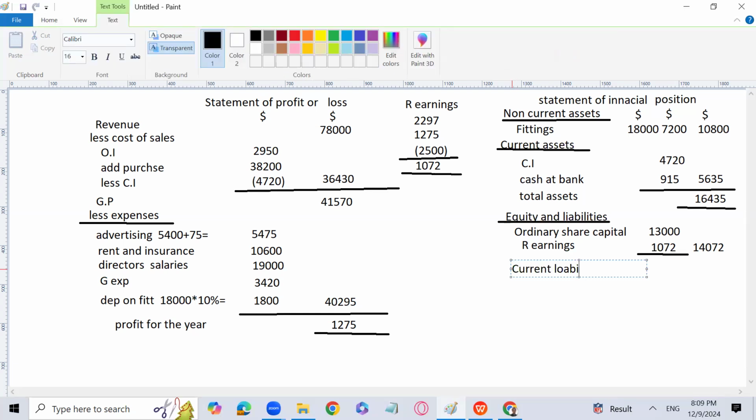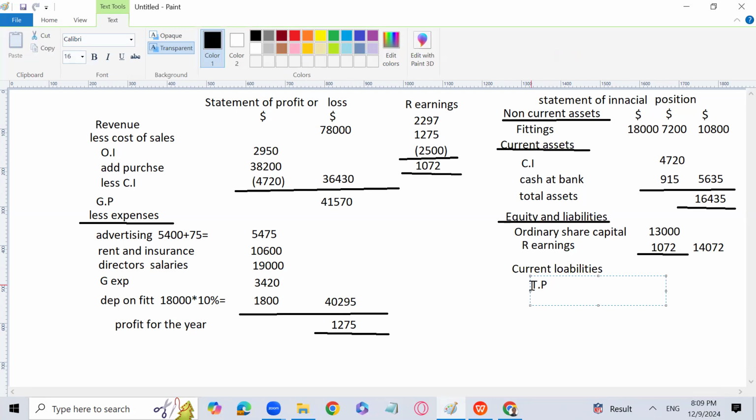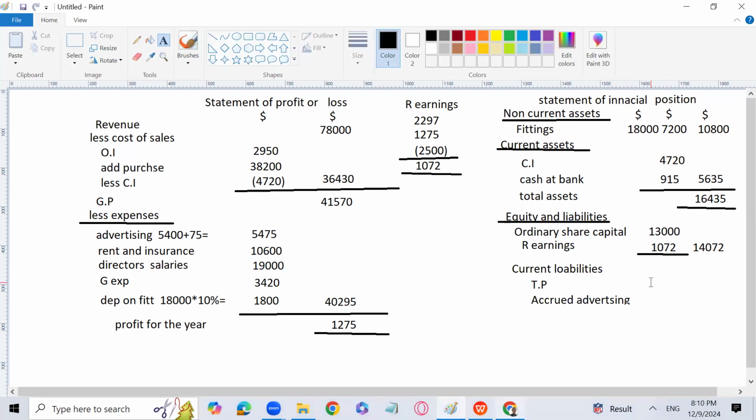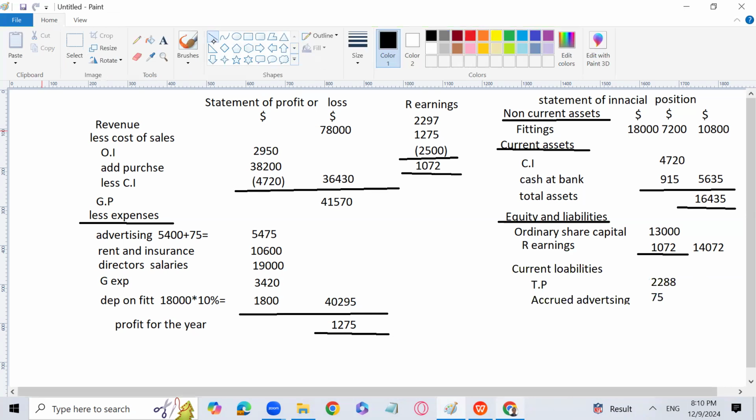Let me write over here current liabilities. That is going to be trade payable and accrued or outstanding, one and the same thing, advertising. Okay. So trade payables are 2288 and advertising is 75. So 2288 and 75. What is going to be the total? If you can tell me what is the total of 2288 and 75, we'll be able to get the total equity and liability section.